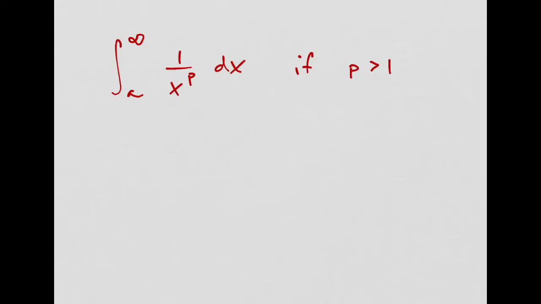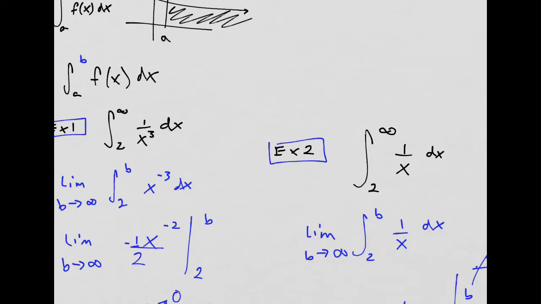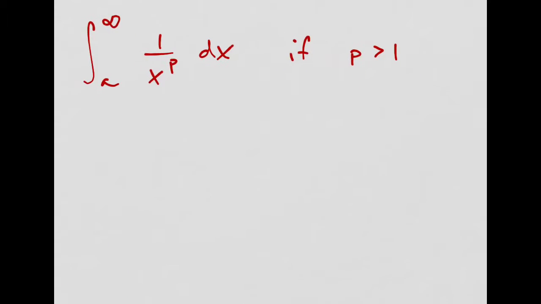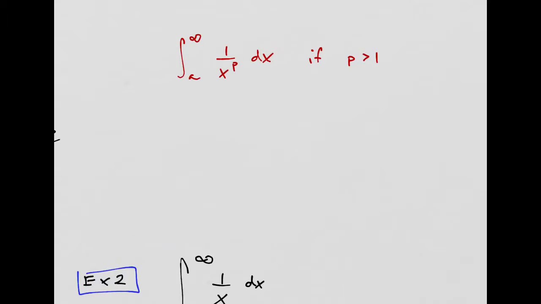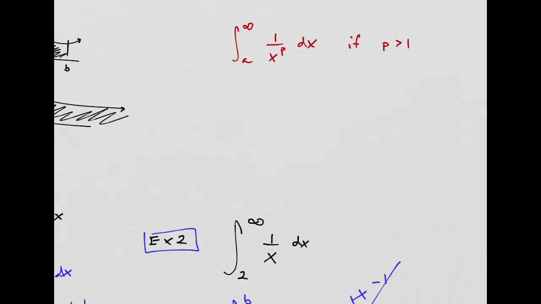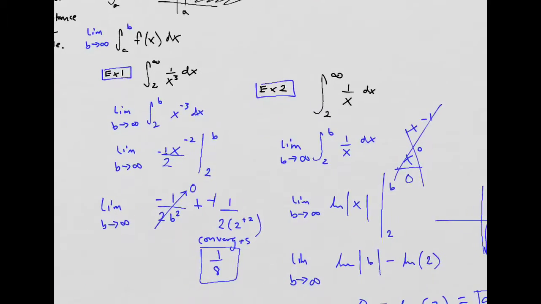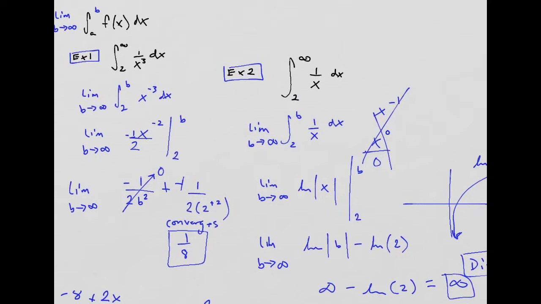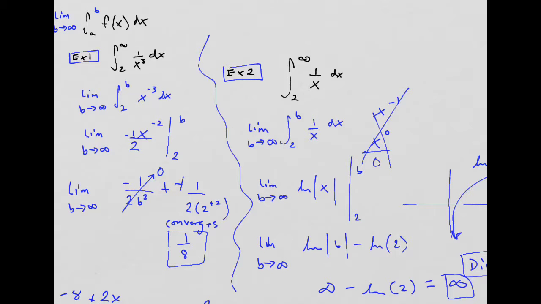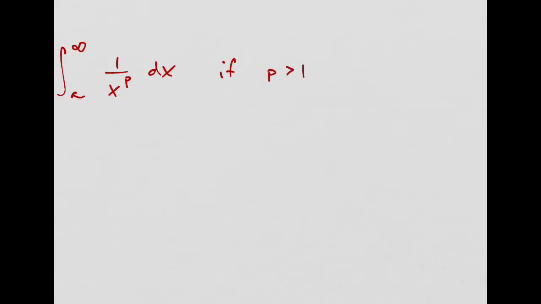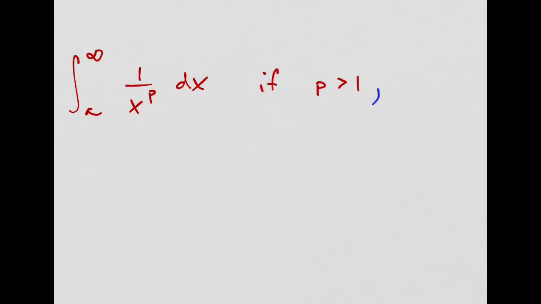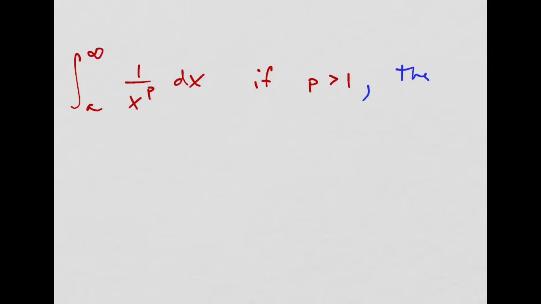Now I want to talk about this, because both of the things that we've done were of this form. Do we understand that? If p is greater than 1, that would be which example? Example 1 or example 2? That would be example 1. So I'm going to say if p is greater than 1, the integral converges.